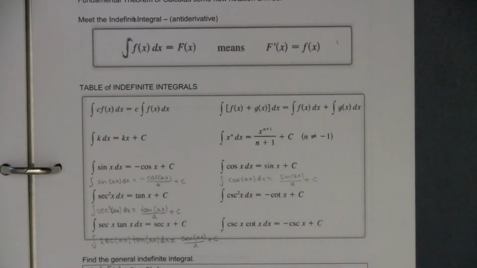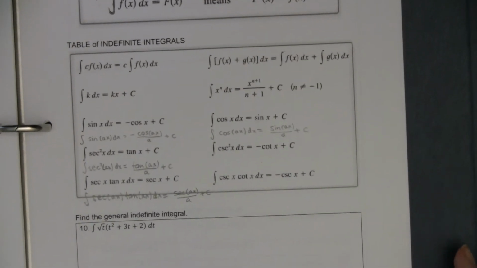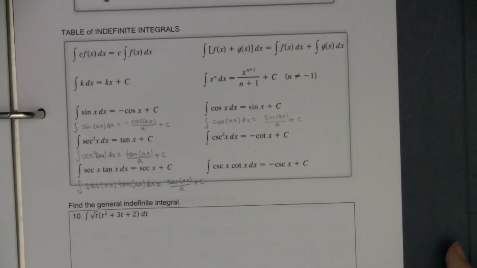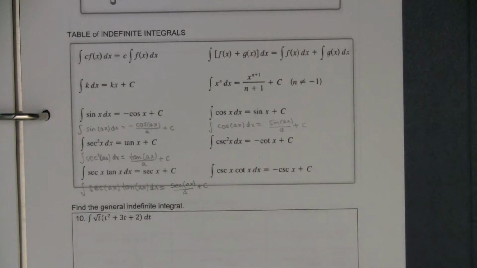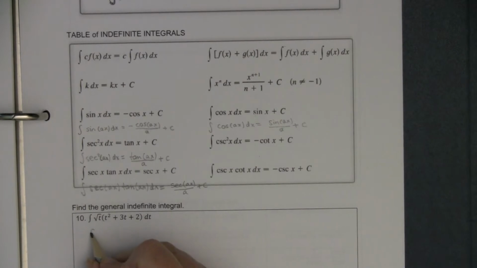Okay, so they asked me here to find the general indefinite integral. So it's an indefinite integral. It doesn't have bounds, and the answer here is going to be a function. Without the bounds, it's not representing area under the curve. It's basically saying find the antiderivative.